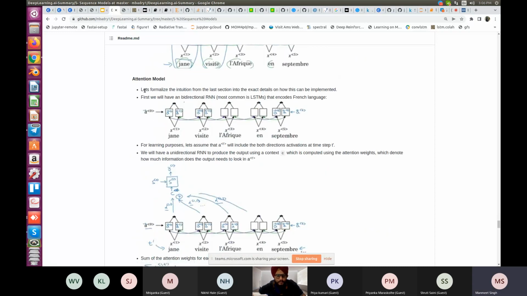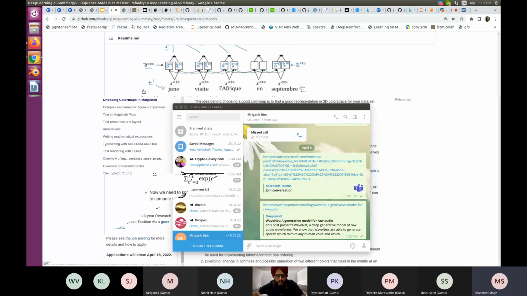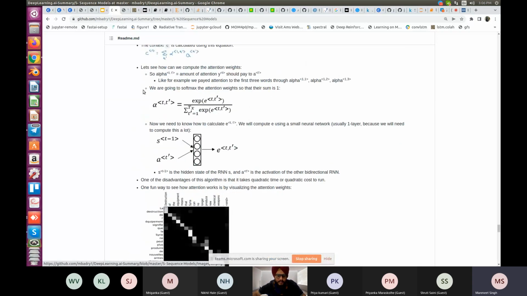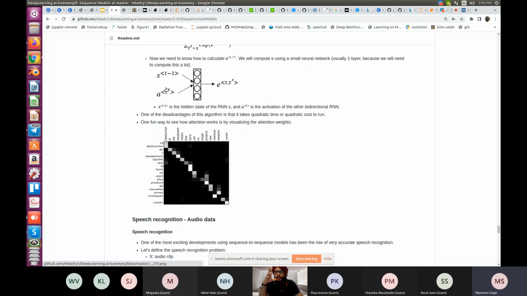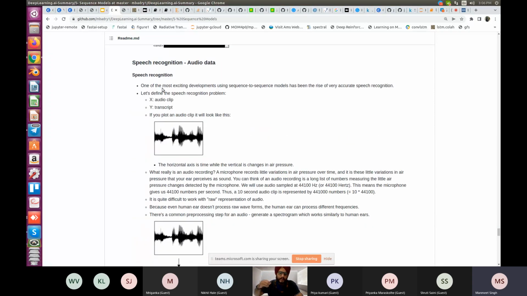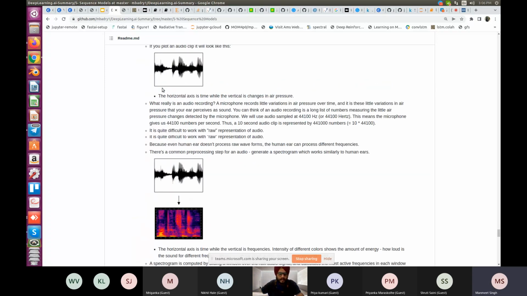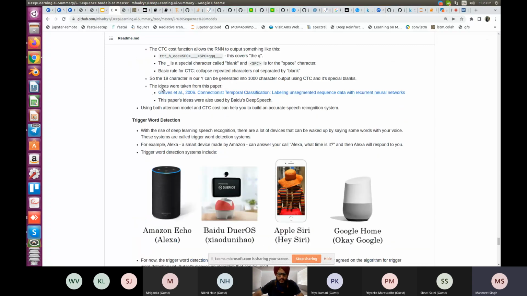In the attention model, as we have already seen, you will compute the attention. First of all, you will pass all the encoder inputs to the decoder, and you will also compute how important a word is. So you will give attention to some words, more attention to some words, and less attention to some other places in the sequence.